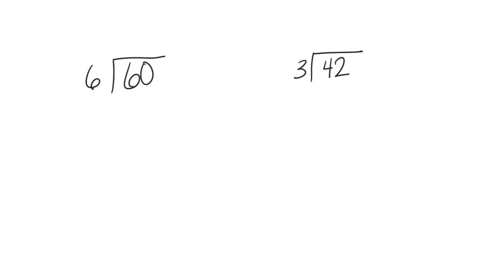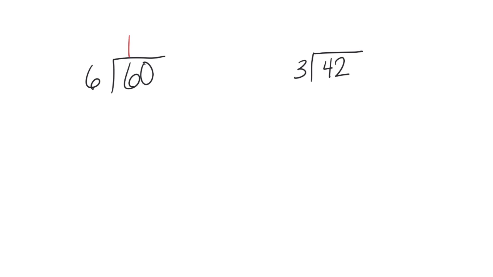So let's start with some that are a little smaller numbers. Let's say 6 is being divided into 60. Like I said, you're doing little parts. You're going to start with the first digit, a 6, and divide this 6 into that 6. Well, 6 goes into 6 just one time. So you put a 1 up here.